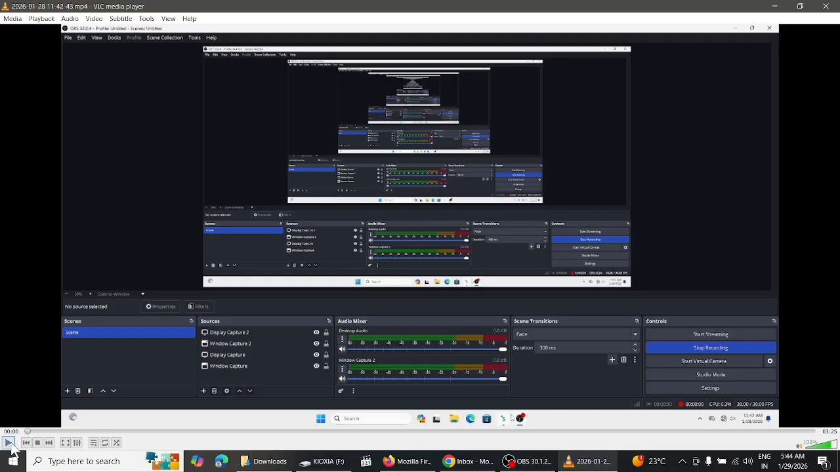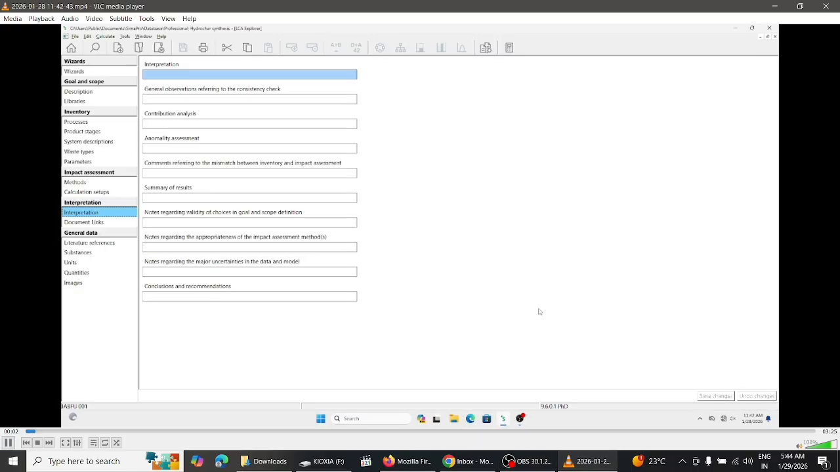Hello viewers, in today's video we will learn about the term life cycle assessment. In front of the screen you can see the core way the life cycle assessment from SimaPro looks like.